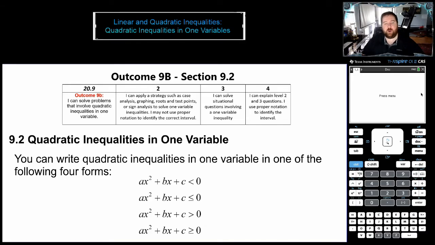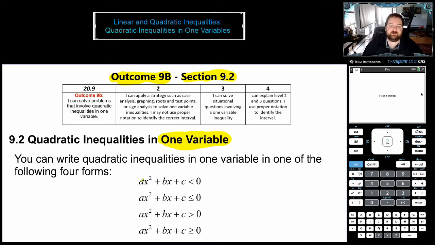Hello everybody and welcome back to another episode of Math with Mr. Emond. Today we are going to be continuing on in our unit on quadratic inequalities. We're actually going to be starting outcome 9b here though, which is section 9.2 of your textbook. And all this outcome deals with is quadratic inequalities with only one variable.